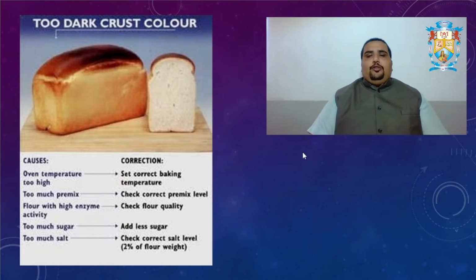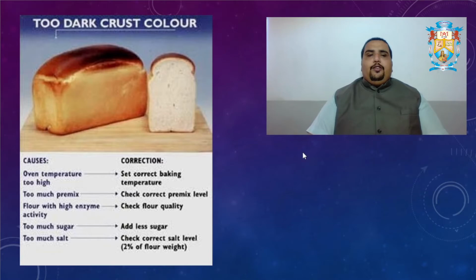And too much salt. Now, if too much salt is added, there is also a chance of burning very fast because it's a crystal. When these crystals are added, yes, the dough stops working and it starts burning. So this is all about this topic, too dark crust color.